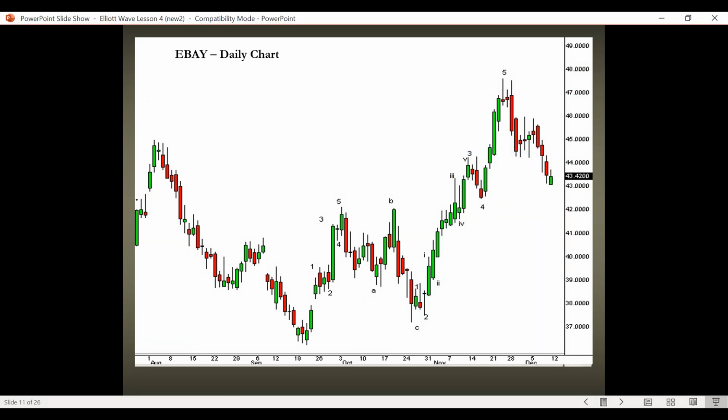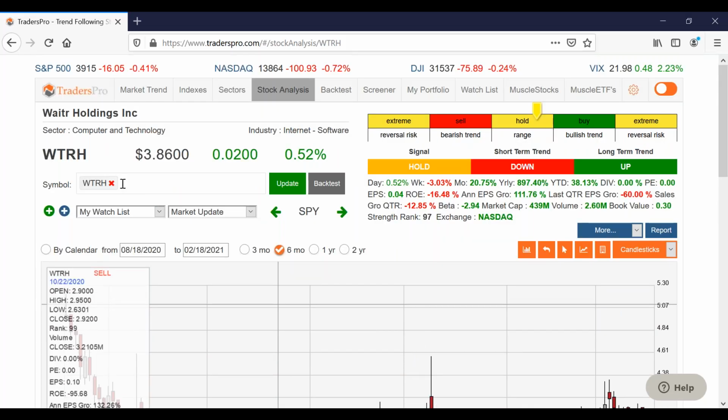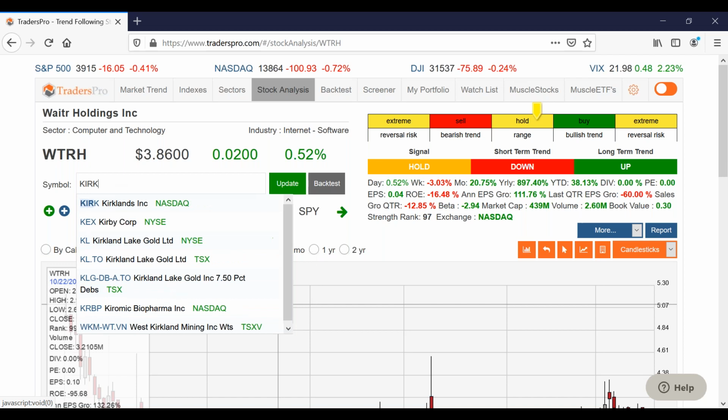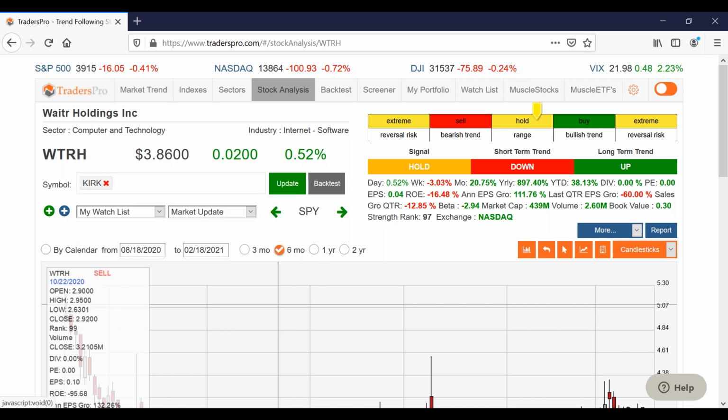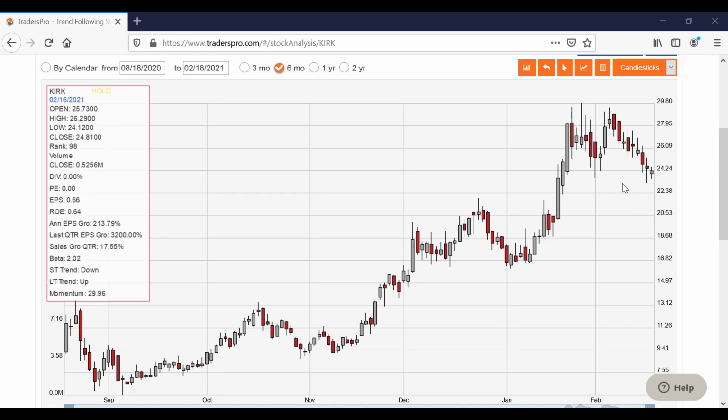So the point, again, is context. Now let's see how we can apply this to what we've been looking at. Let's just take a look at Kirkland, K-I-R-K. And what we're looking at is this ABC, and we're expecting Kirkland to go higher.